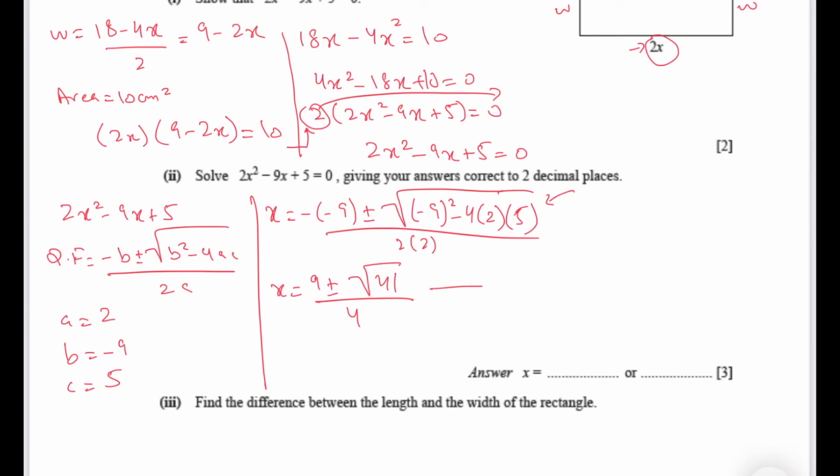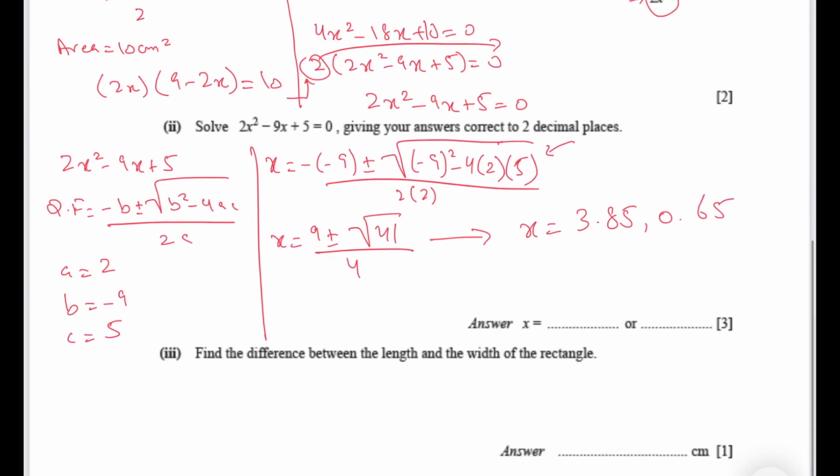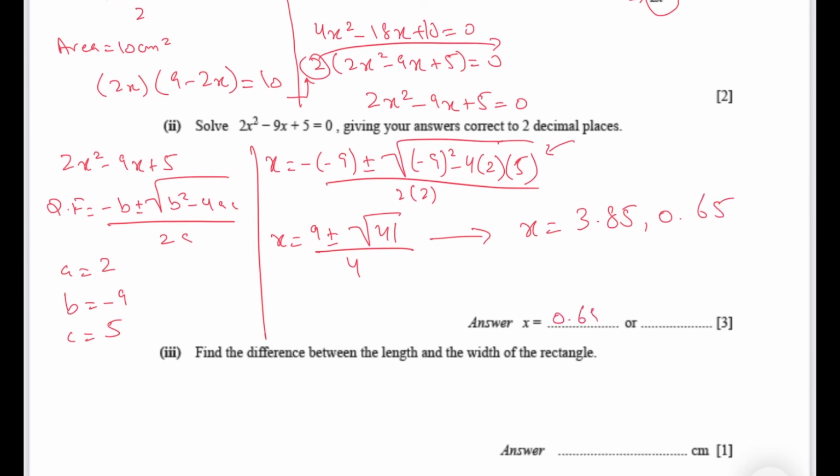So let's see what we get over here. X should be equal to, the two values that you get are 9 plus under root 41, and you divide this by 4. One of the values of x is 3.85. The other value is when you do 9 minus under root 41 divided by 4. The other value that you get is 0.65. So you write those values over here. You have 0.65 and you have 3.85.